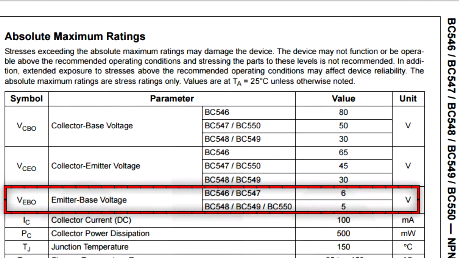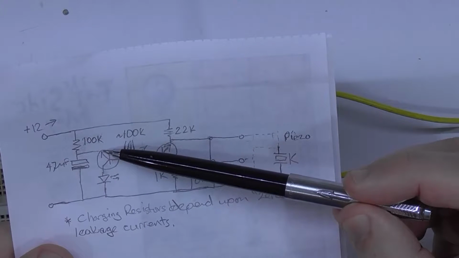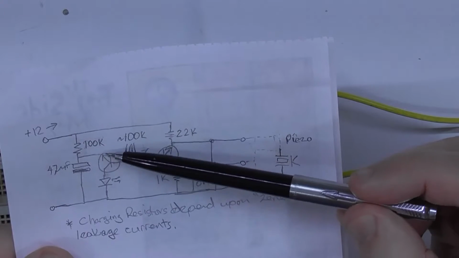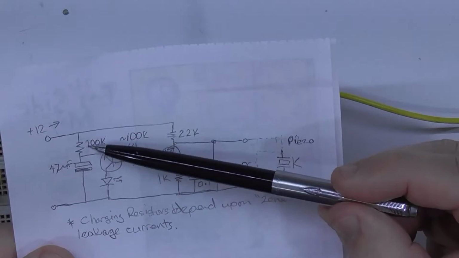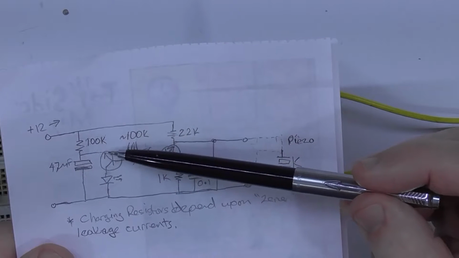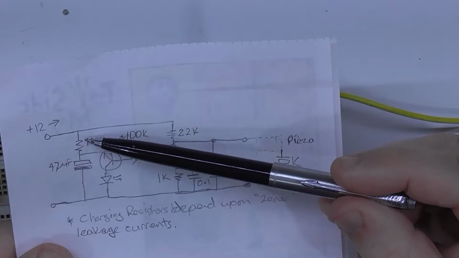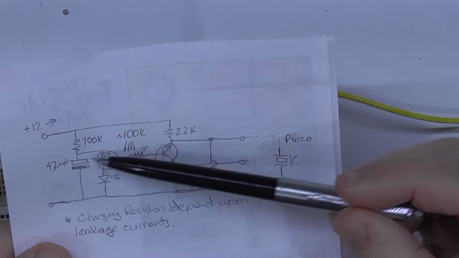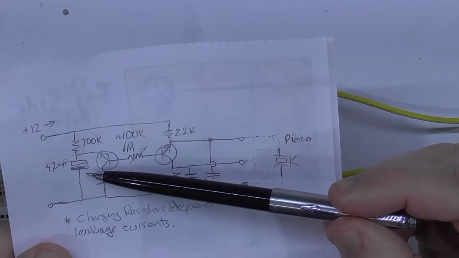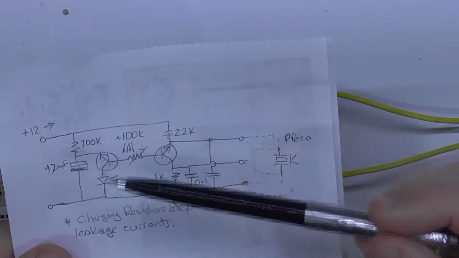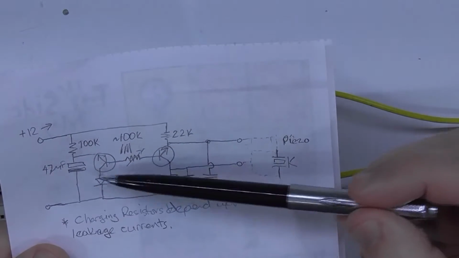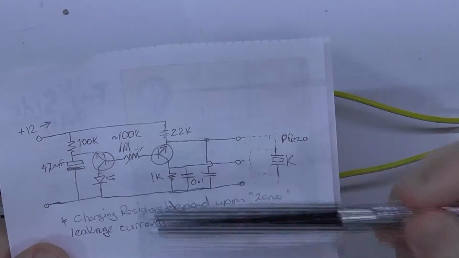Now the important point here is that as the voltage at the emitter approaches that threshold voltage, it starts to leak current. And the problem with having a high resistance is that that leakage current, as it's approaching threshold, can prevent this 47 microfarad capacitor from charging up to the point of reaching that threshold, so the transistor doesn't switch on hard, which is what we need in this particular circuit.